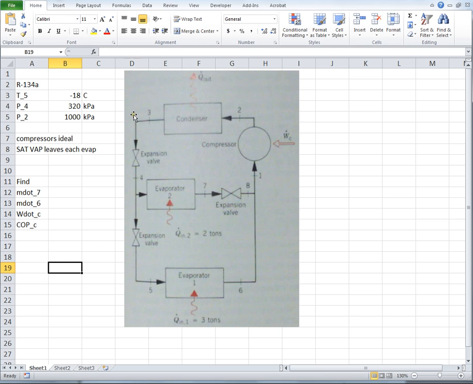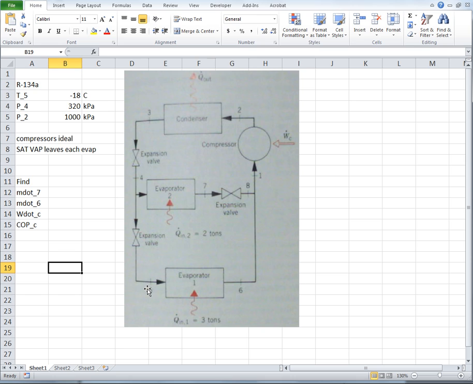Pressure 2 and pressure 3 are equal. We assume there are no pressure losses in the devices other than these expansion valves. There's a pressure drop from 3 to 4. So pressure 4 and 7 are going to be the same. There's a pressure drop from 7 to 8. So pressures 1, 8, 6, and 5 are all going to be the same. And there's a pressure drop from 4 to 5 here.